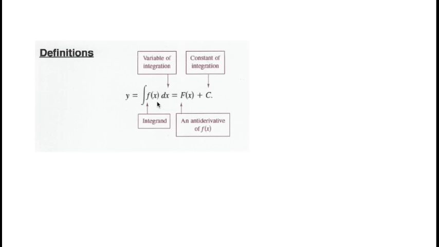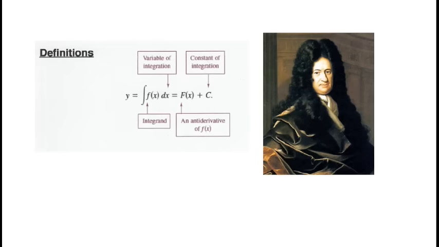f of x, the function we are trying to integrate, is the integrand. In this example, x is the variable of integration, capital F of x is an antiderivative, and c is the constant of integration. We've inherited this notation from Leibniz, the German mathematician. This sign here is actually a stylish capital S, and it stands for the German word Summe, which in English is just sum. So an integration is an infinite sum.